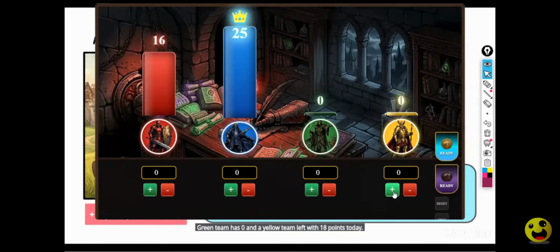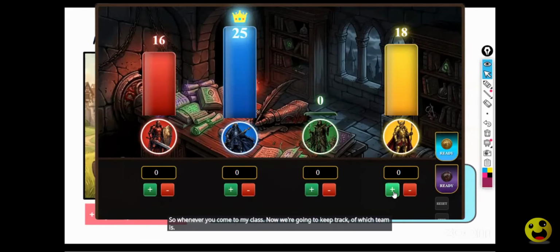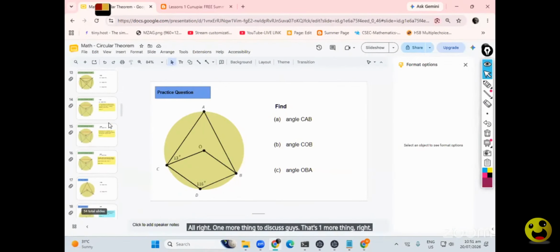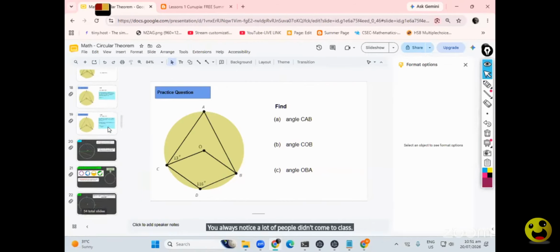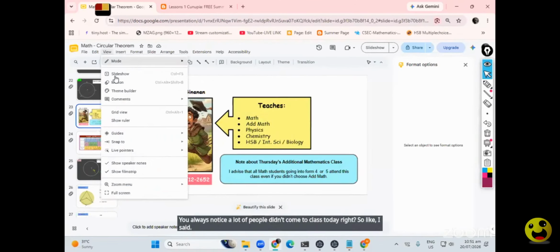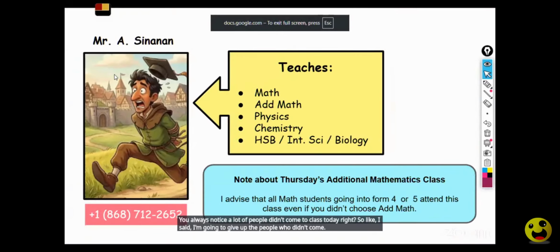So whenever you come to my class now, we're going to keep track of which team is on top. You will notice a lot of people didn't come to class today. Like I said, I'm going to give up on the people who didn't come to class today. Obviously, I have no problems. They signed up and they didn't come.